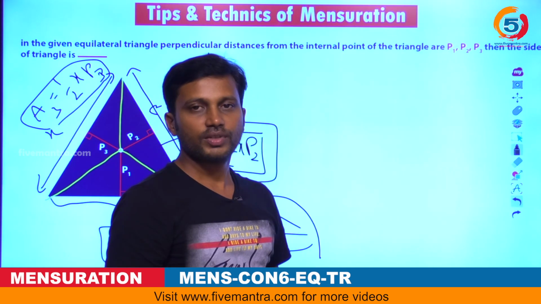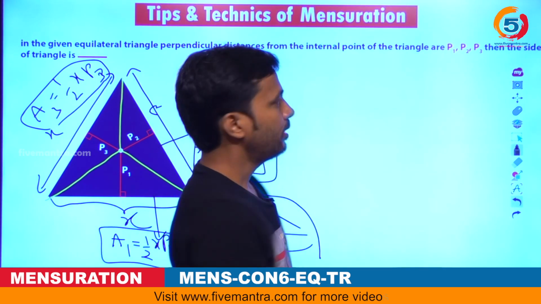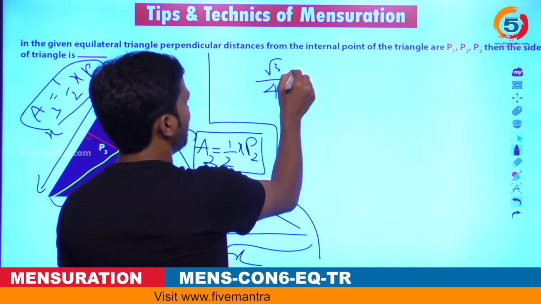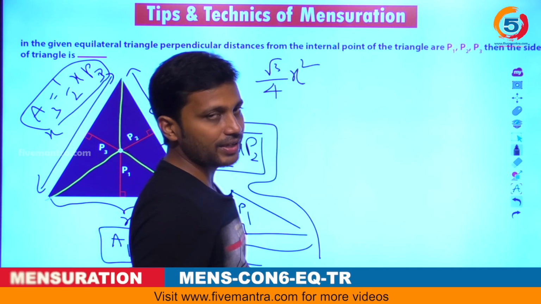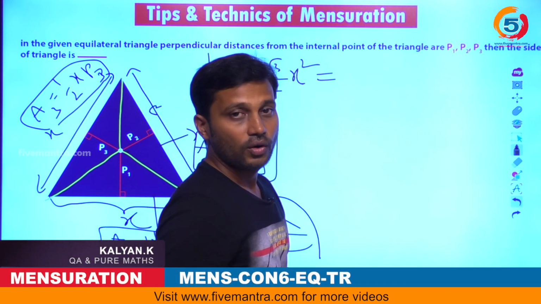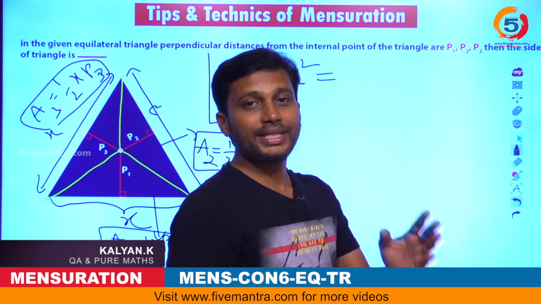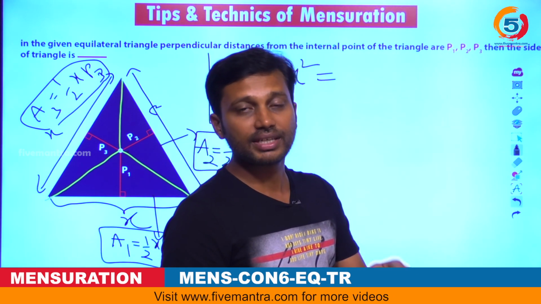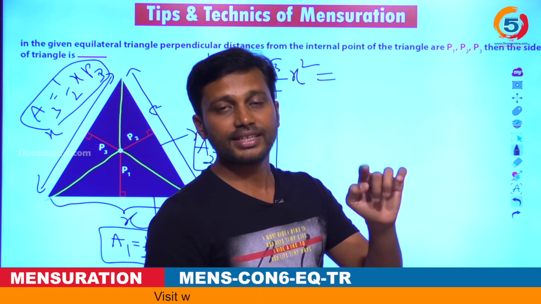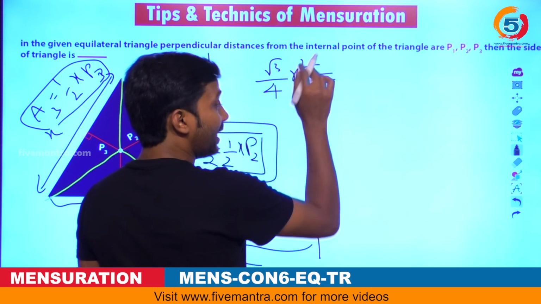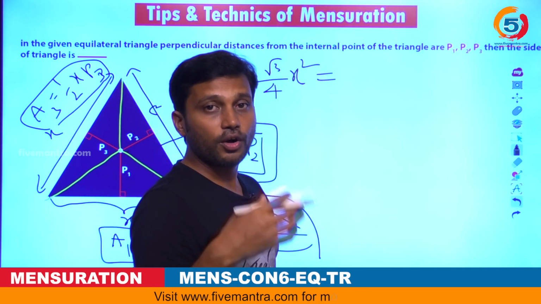Let us do that. Root 3 by 4 x square is the area, where x is the side of the equilateral triangle. On the other hand, P1, P2, P3 are the perpendiculars drawn to the sides of the triangle from an internal point, and that internal point may be anywhere. So now at that time, what area did we get?